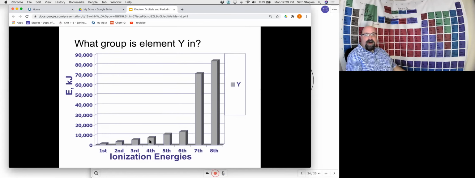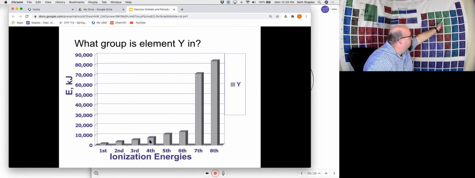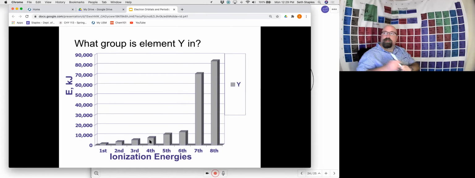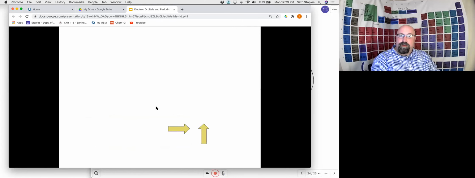Similarly here, element Y, the first 6 are relatively easy, but the 7th now gets very hard to remove. That tells us that we're in the 6th column here in the oxygen family. Let's say maybe it's sulfur. We're going to remove 1, 2, 3, 4, 5, 6 fairly easily. Then it gets difficult again. And so that's how we can use this ionization energy data to predict what column an element is in.